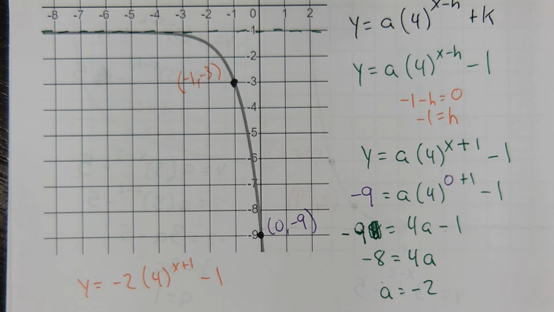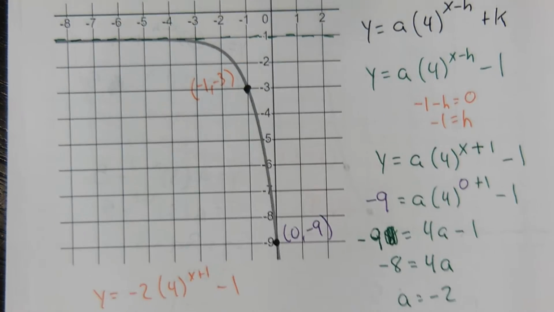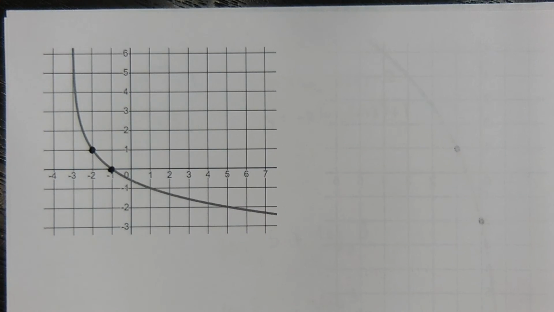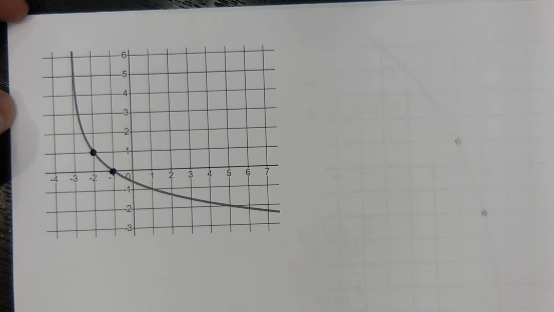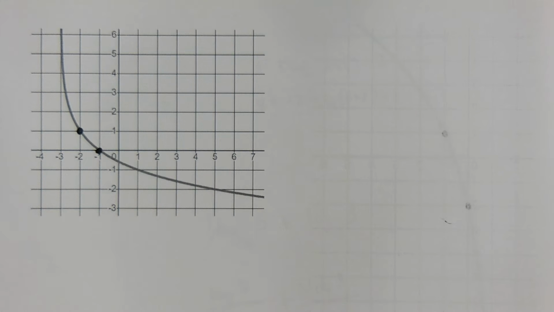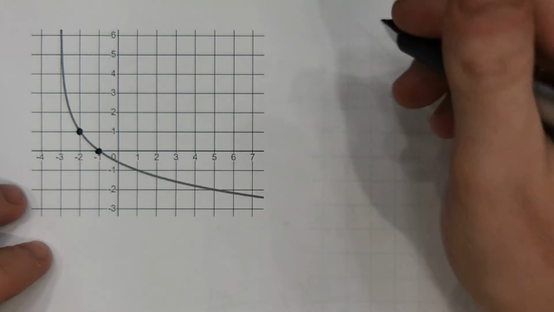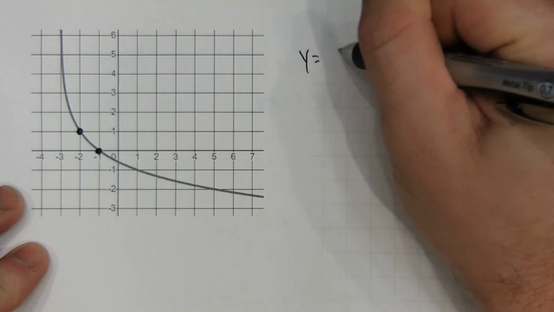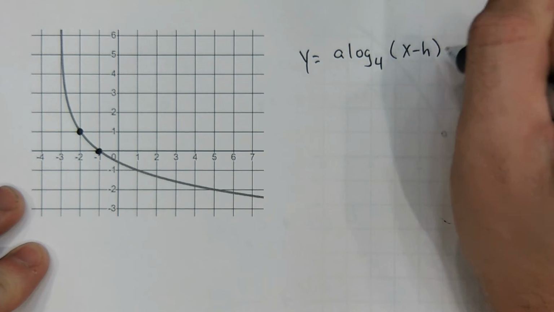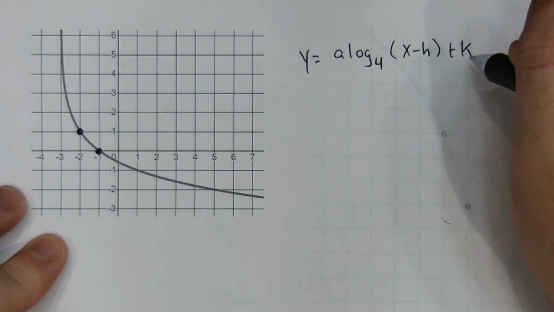All right, now we can move on to logarithms. Start with this one here. Again, multiple choice. So you're never going to have to guess what the base is. You're not going to have to solve for the base because the questions will tell you. This logarithm is base 4. So we have y equals a log base 4 of x minus h, plus k.